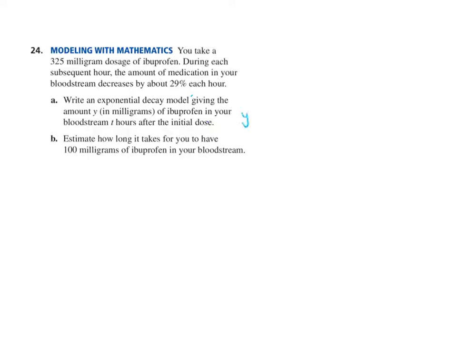So we know it's decay. We're looking at y equals a times (1 minus r) raised to the t. And so they say it decreases by 29% each hour. So a equals 325, r equals 0.29. So it was 29%, and you convert that.